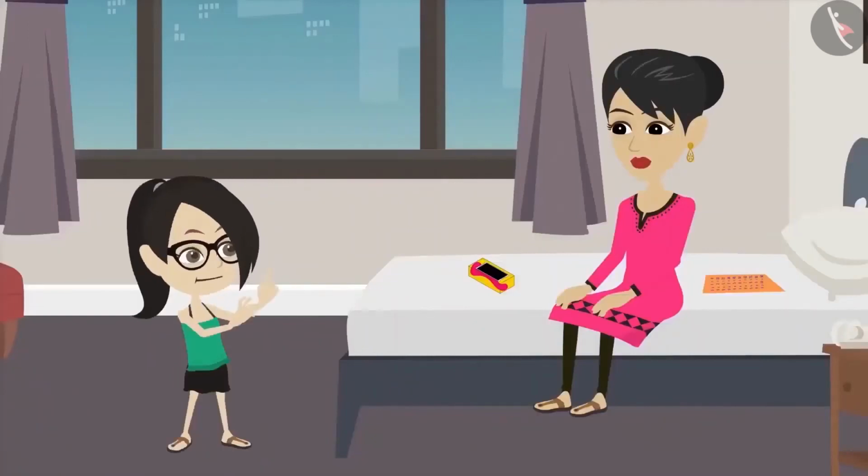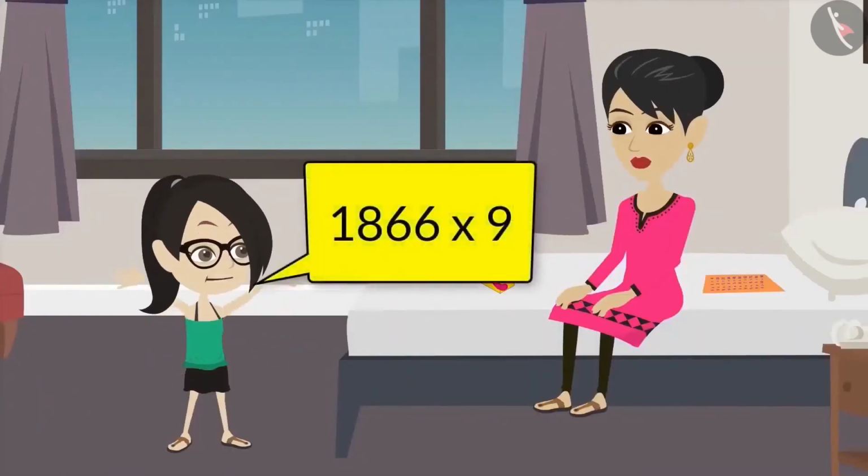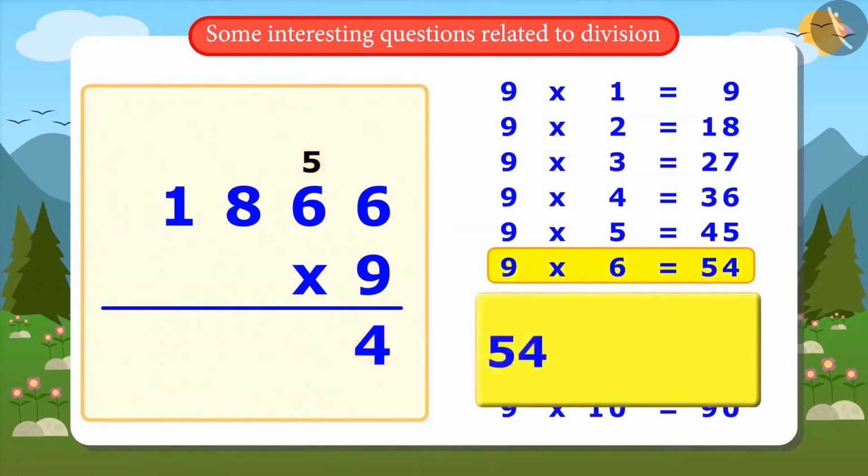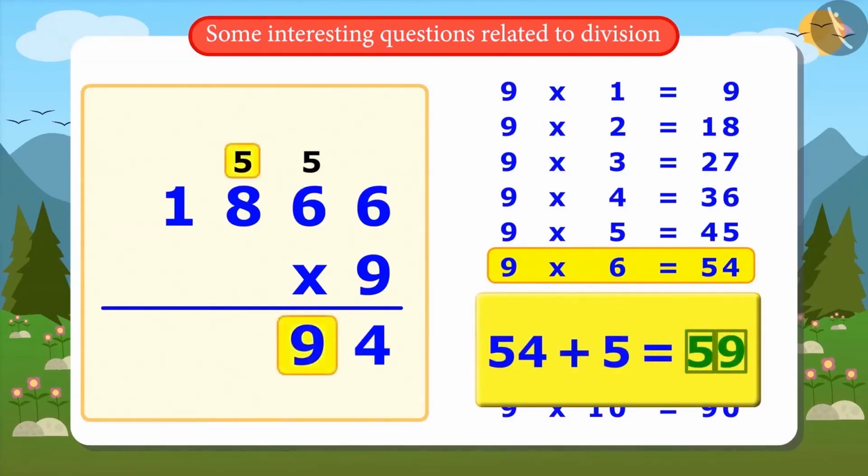Okay, Mummy. To check, I have to multiply 1,866 by 9. 9 sixes are 54, so 4 will be written here and 5 will be carried over. While multiplying, we will keep this digit at its designated space, and this digit is kept here. And this will be written like this. 9 sixes are 54. Adding 54 and 5 will be 59. We will keep 5 and 9 at their designated places.